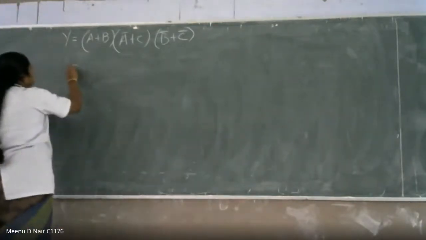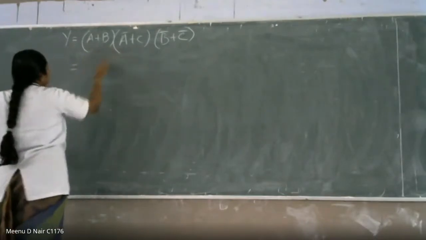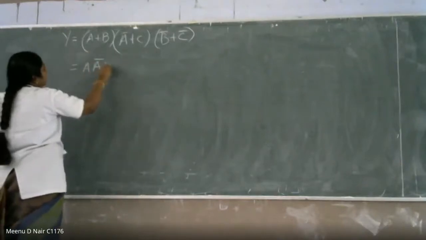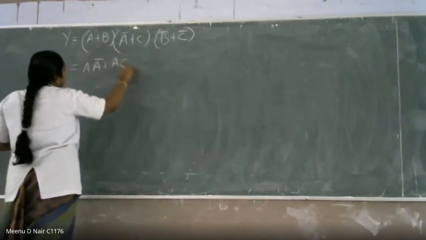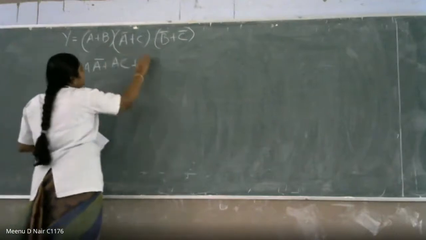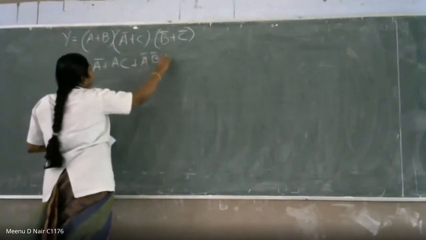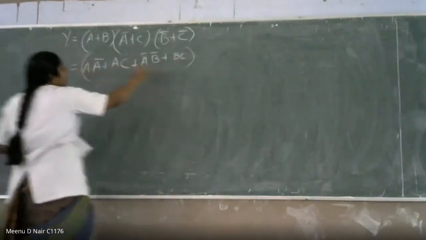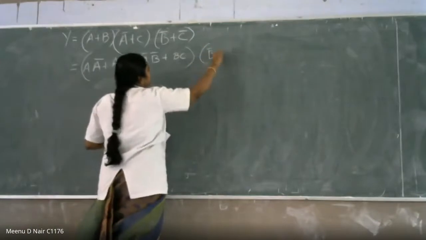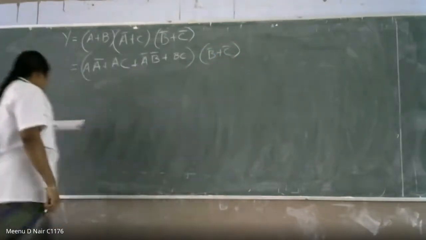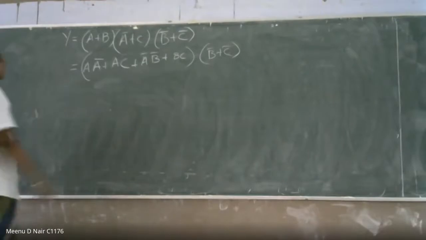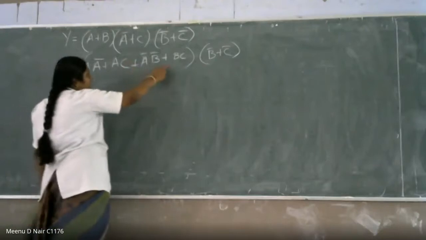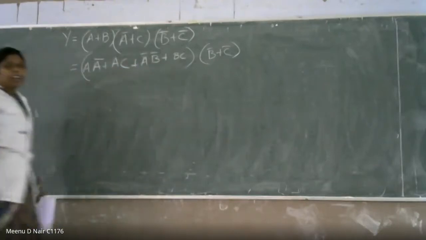So first we are going to expand these two terms. How are you going to expand? A into A bar plus A into C plus A bar B plus B C, that is into (B bar plus C bar). This is your first step. In this step, which term can you eliminate?